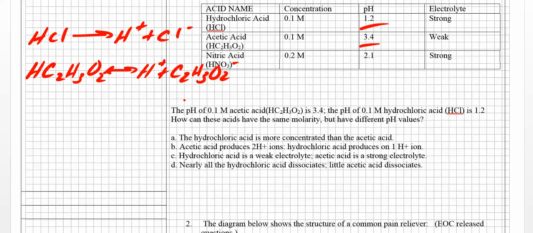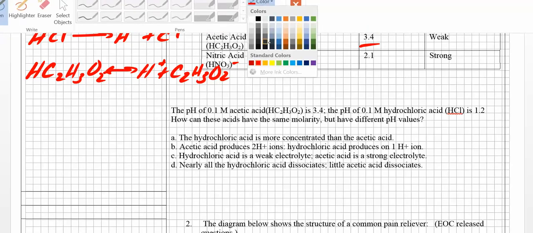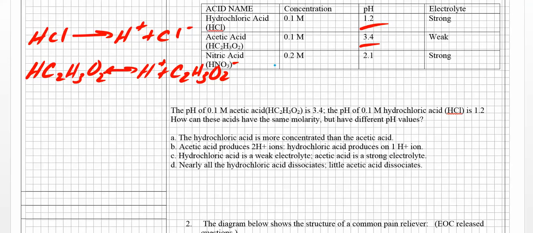But what determines the pH? The pH is going to be determined by the hydrogen ion concentration, isn't it? Remember that pH is equal to minus the log of the hydrogen ion concentration.